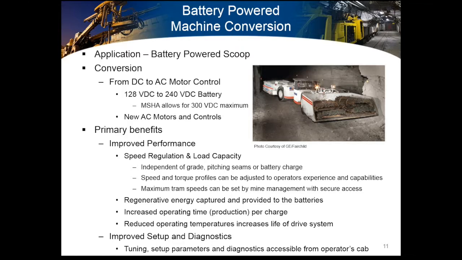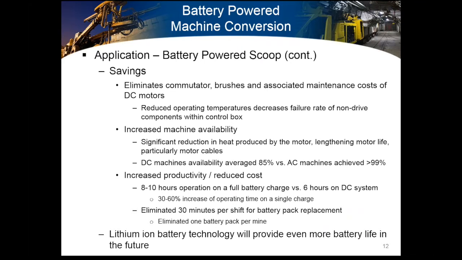Again, easy parameter setup and diagnostics directly from the cab of the machine. So let's look at some of the savings that we recognized with this. First is the elimination of a significant amount of maintenance costs related to the DC motors. DC motors have commutators and brushes. They are in explosion-proof enclosures, which makes them more difficult to access. So this is a relatively big maintenance item that was totally eliminated. AC induction motors have no brushes or commutators.